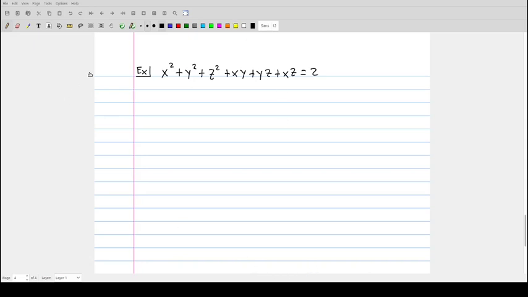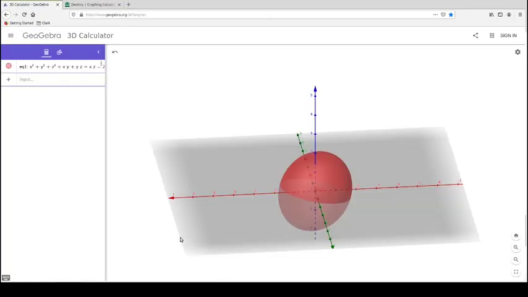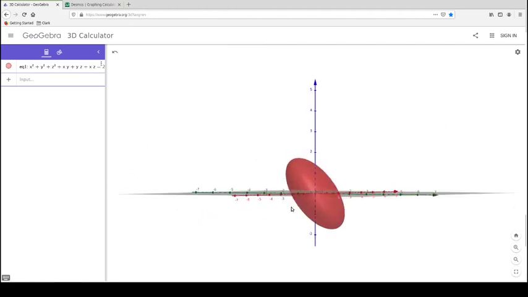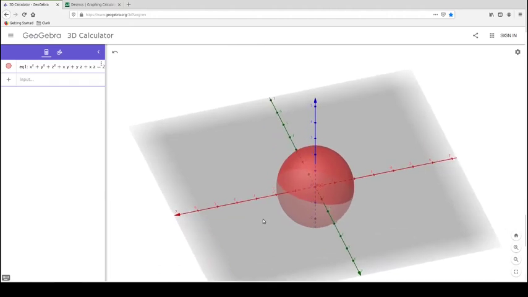And if you want to, we'll open up the GeoGebra window, and probably the best thing to do is to visualize what this level surface looks like. So let's just take a look at it right now. So you see, this is the GeoGebra window. We're plotting the level surface x squared plus y squared plus z squared plus xy plus yz plus xz is equal to 2, and you see that it's sort of like an ellipsoid that's been rotated.